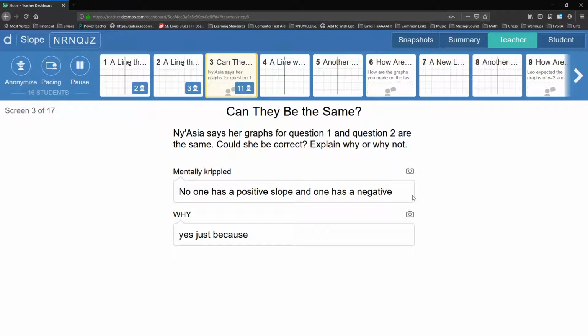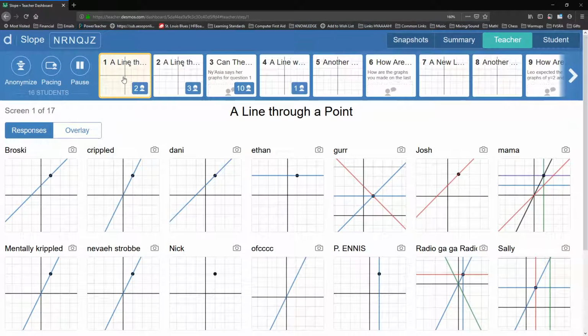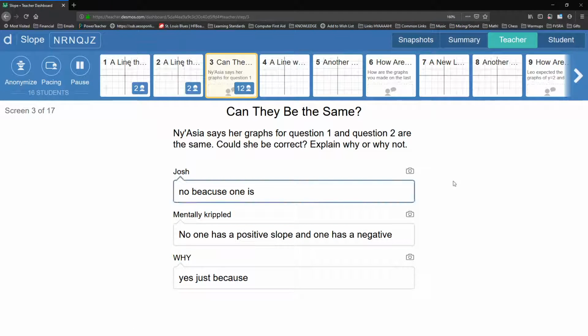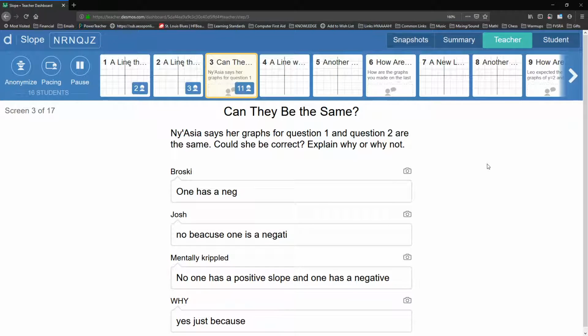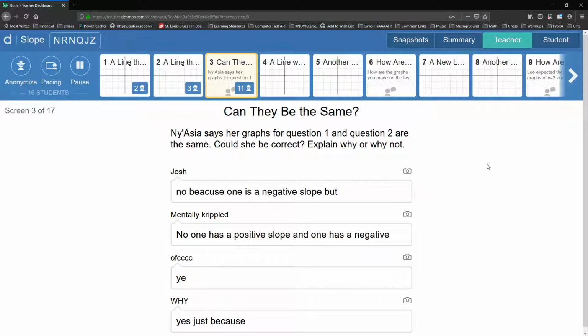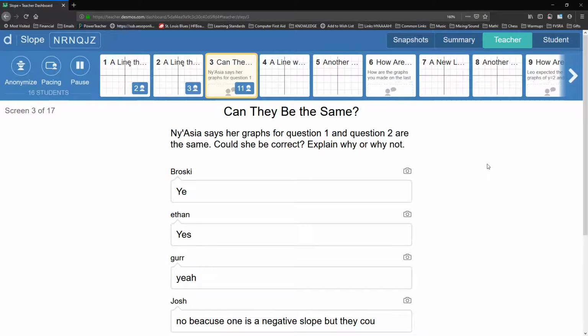Just because Troy. Question 1 says, make a line through a point. Question 2 says, a line through a point with negative slope. Is it possible she could have had the same answer for 1 and 2? That's question 3. She could have had the same, actually, because her first answer could have had the negative slope too. First answer just said, do it. Second one said, hey, do it with a negative slope. Well, what if she already did it with a negative slope? So yeah, she could have.